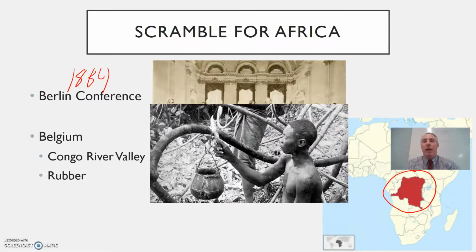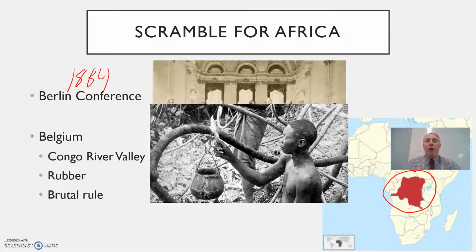Remember we talked about in the beginning of the last chapter how rubber was one of those new natural resources that was valuable in the later Industrial Revolution. All right, so this was getting them a lot of money. But unfortunately, the Belgians were known for their very, very brutal rule.